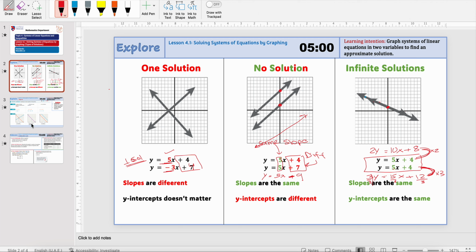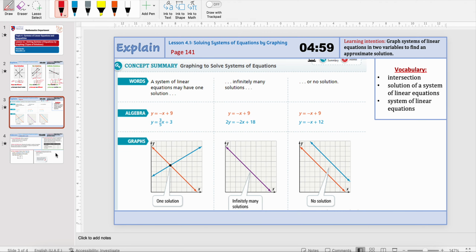Okay, so this point was already clear here as well. As you can see, the slope here is -1, but here it's 3 over 5. And different slope, then directly it's going to be a one solution.